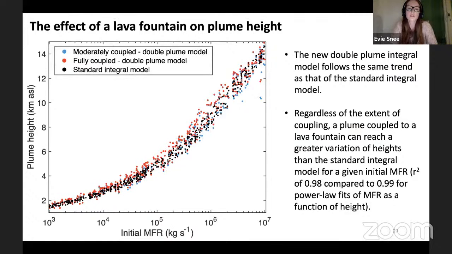One of the reasons for this is because of our new variables that we have. We can vary the size of the lava fountain as well as the grain size distribution. And I'm just going to focus now on these 2 parameters further to explore the sensitivity of the inner plume to these.